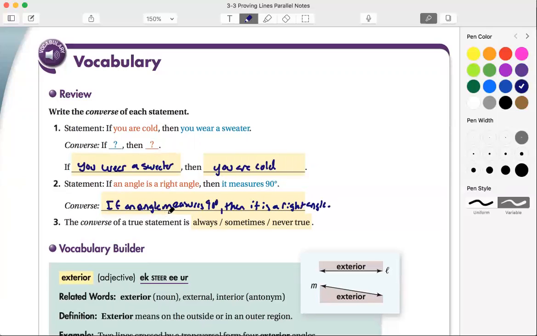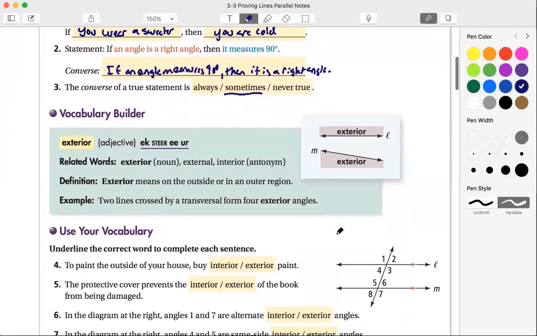The converse of a statement is always, sometimes, or never true. But let's take a look at the first one. If I'm cold, I need to wear a sweater. That's probably true. If I wear a sweater, am I necessarily cold? I don't know. How about this? If an angle is a right angle, then it has to measure 90 degrees. If an angle measures 90 degrees, then it is a right angle. That's always true. So the converse is sometimes true, okay? Not always true.